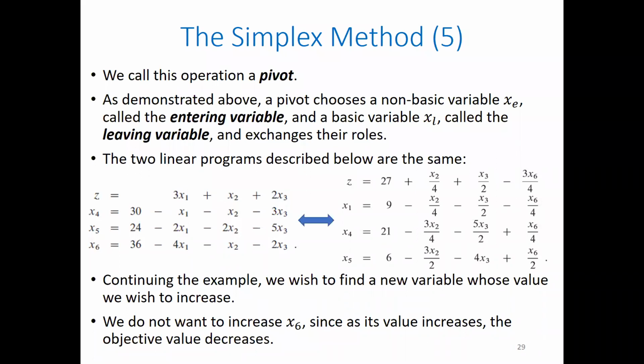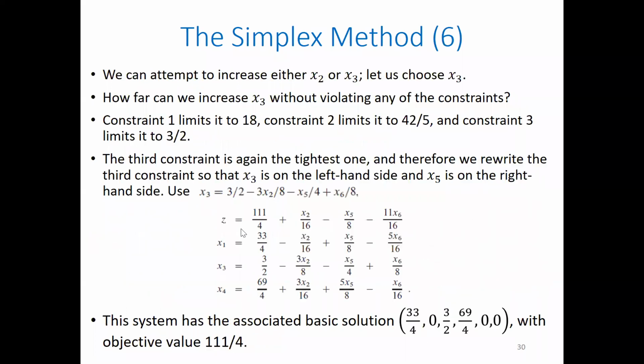The basic variable which is becoming a non-basic variable is known as the leaving variable, and the non-basic variable which is becoming a basic variable is the entering variable. So x1 was the leaving variable and x6 was the entering variable, okay? So this was before the pivot operation, and this is after the pivot operation, but basically these two sets of equations are the same. You solve them, it's the same thing.